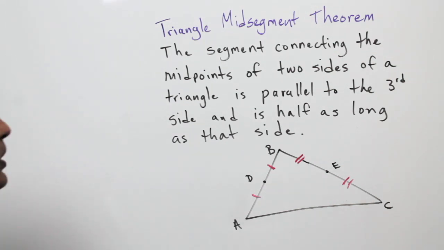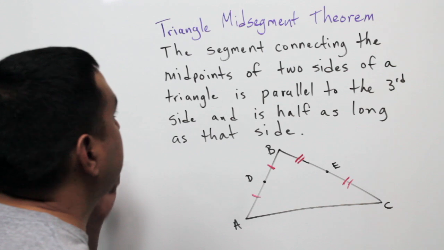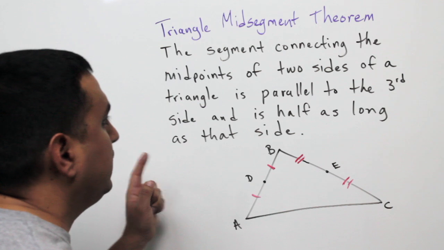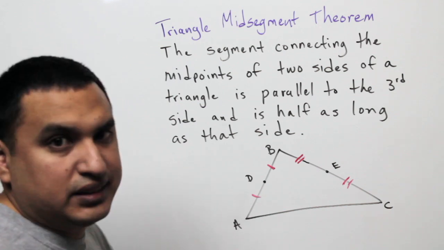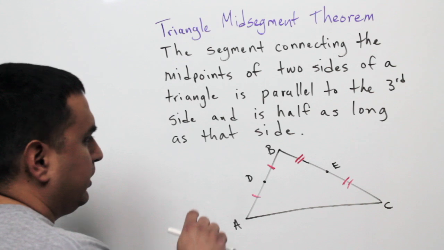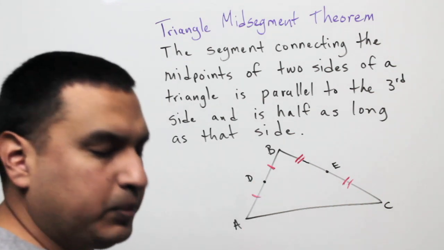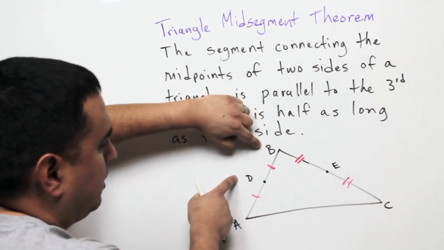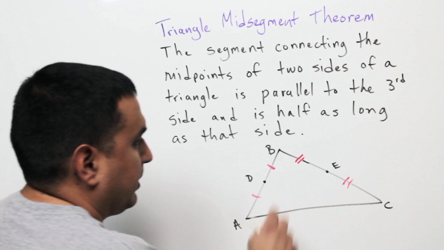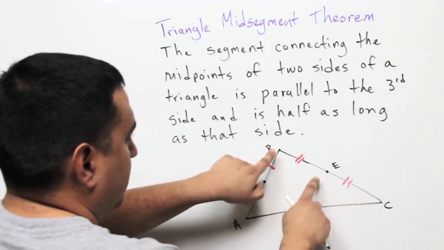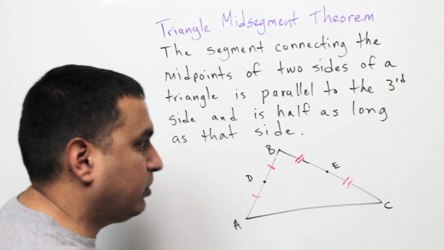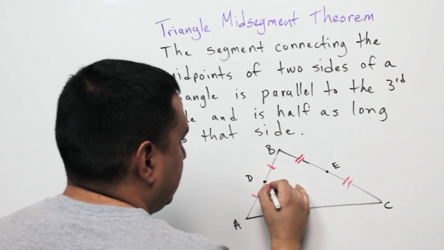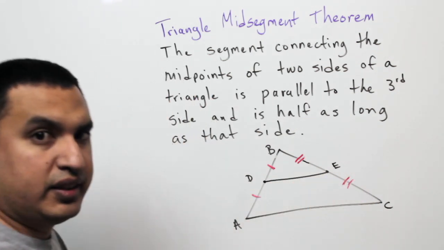Next we've got the triangle midsegment theorem, and that simply says that a segment connecting the midpoints of two sides of a triangle is parallel to the third side and is half as long as that side. So I know D and E are midpoints based on the diagram, because if AD is congruent to BD, that means D has to be a midpoint. Same thing with E. I know CE is congruent to BE, so E has to be the midpoint of the segment BC.